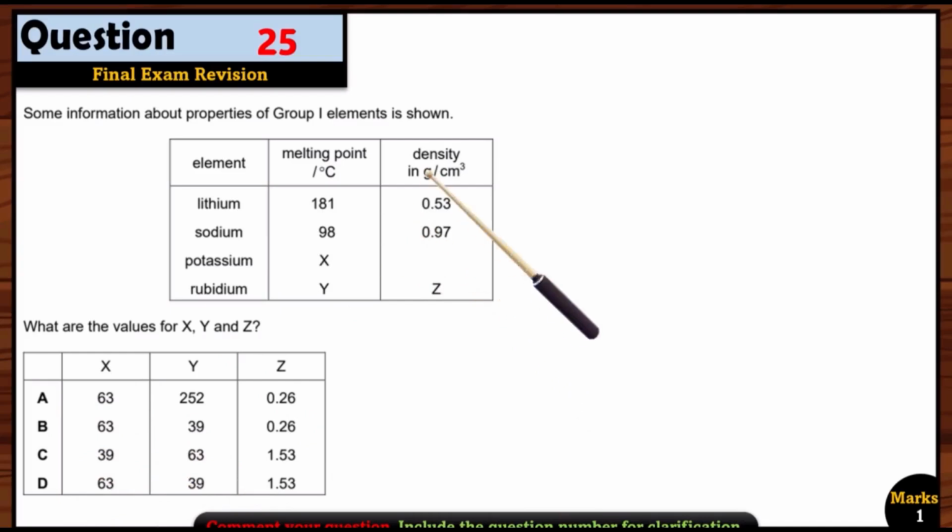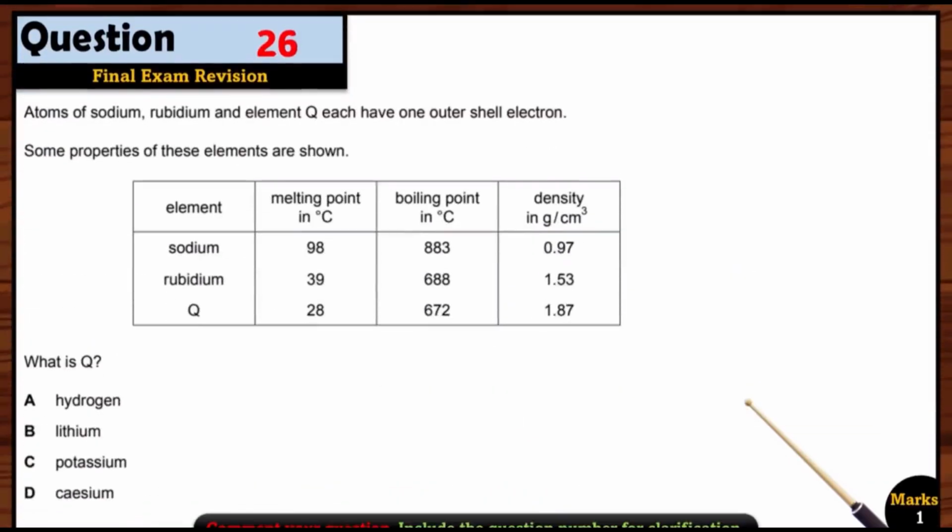But now let's see the density. The density for rubidium should increase. So that's why option D is the right option here, because in B we have less density, right? So option D is correct.